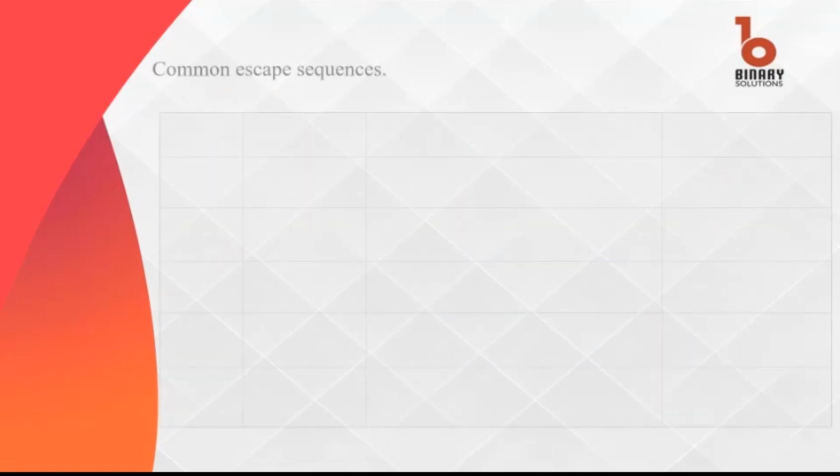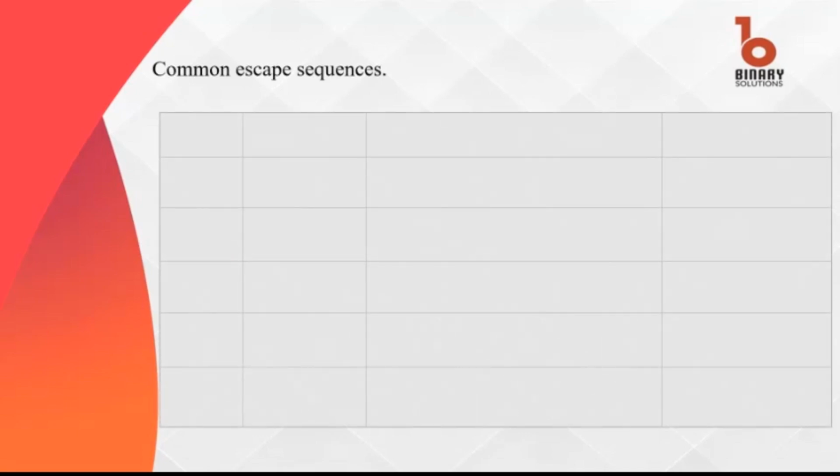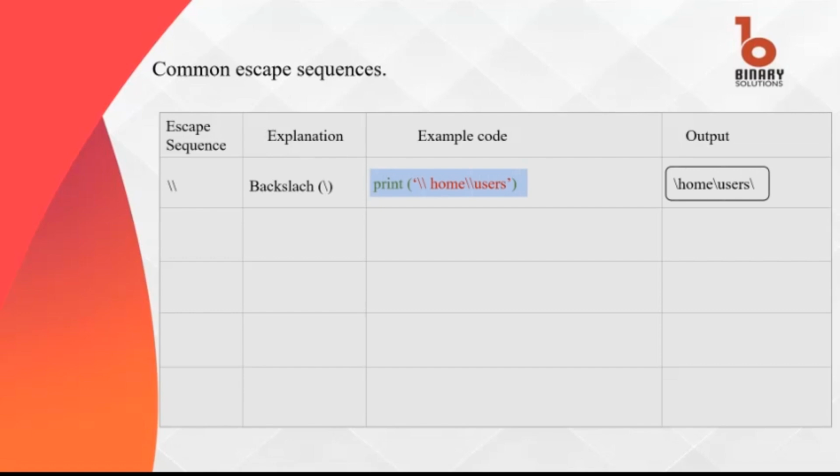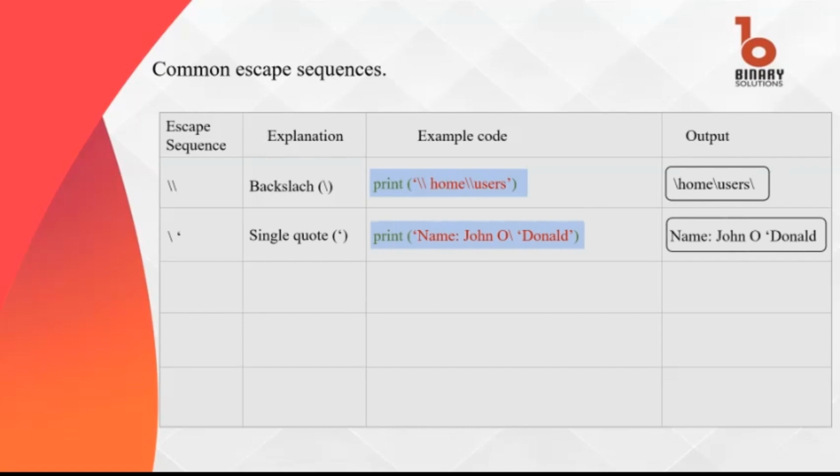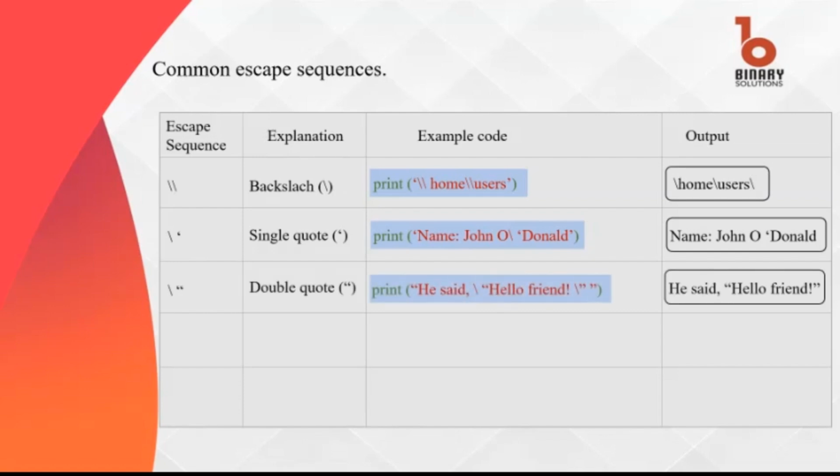This table illustrates common escape sequences used in programming, detailing their functions, example code, and resulting output. The sequence \\ represents a literal backslash, which outputs \home\users. The escape sequence \' allows single quotes within single quoted strings, producing name John O'Donnell. Similarly, \" appears in double quoted strings, such as he said hello friend.